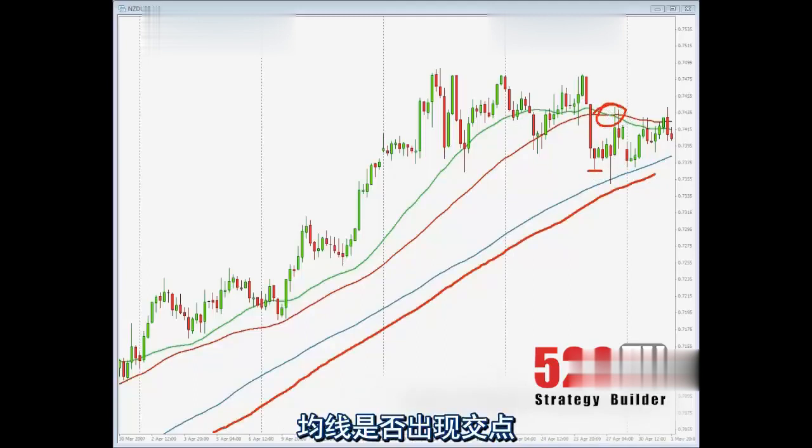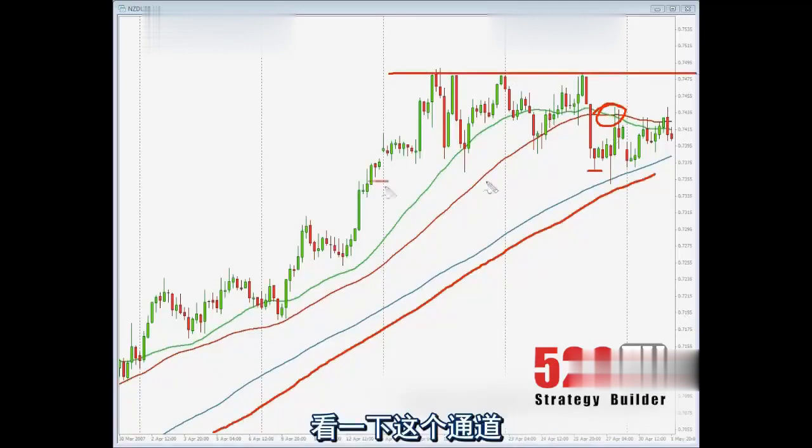The crossovers mean that the moving averages are not parallel anymore, and if they are not parallel anymore, you know, the trend is just not a trend anymore. Have a look at this chart. This is not a trend anymore.